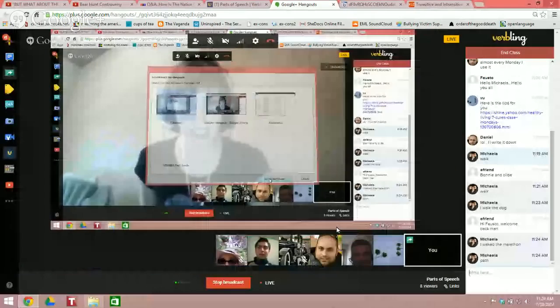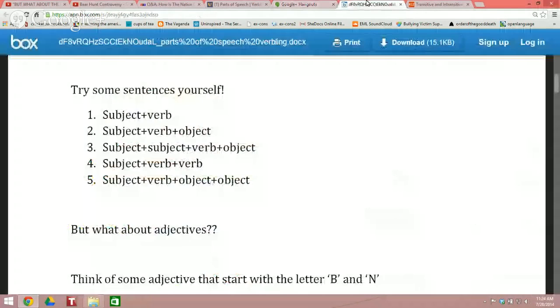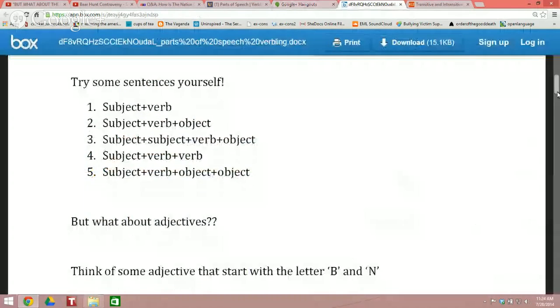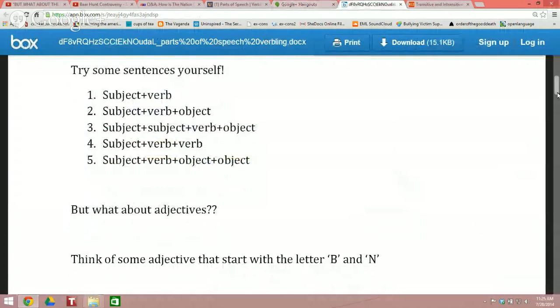No? Okay, awesome. Then I will put my screen share back up and we will get back into the notes. All right. So below we have some very simple sentences. We've got 5 sentence structures here, and I'm going to give you each one of these. They should be pretty easy. The first one is a subject plus a verb.